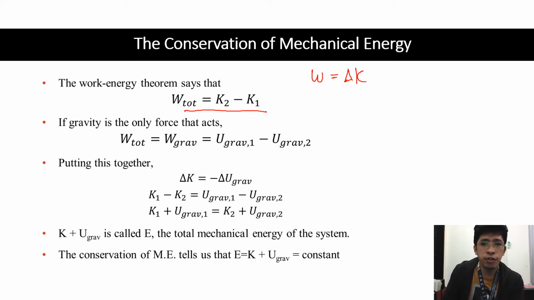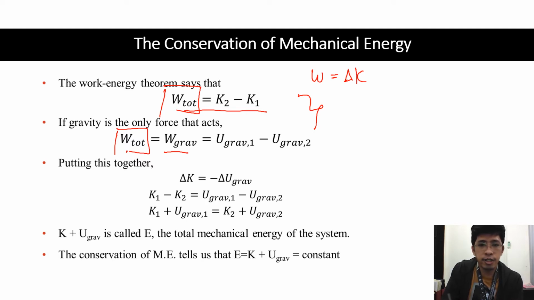Now, if gravity is the only force that acts, your total work is equal to the work done by gravity, and that is equal to the negative change in your potential energy, or your U grav 1 minus your U grav 2, which we have discussed in the previous slide. And if we put these two equations together, since these are just the same work that we are referring to here, you have your delta K equal to negative delta U grav, or your K2 minus K1 equal to U grav 1 minus your U grav 2.